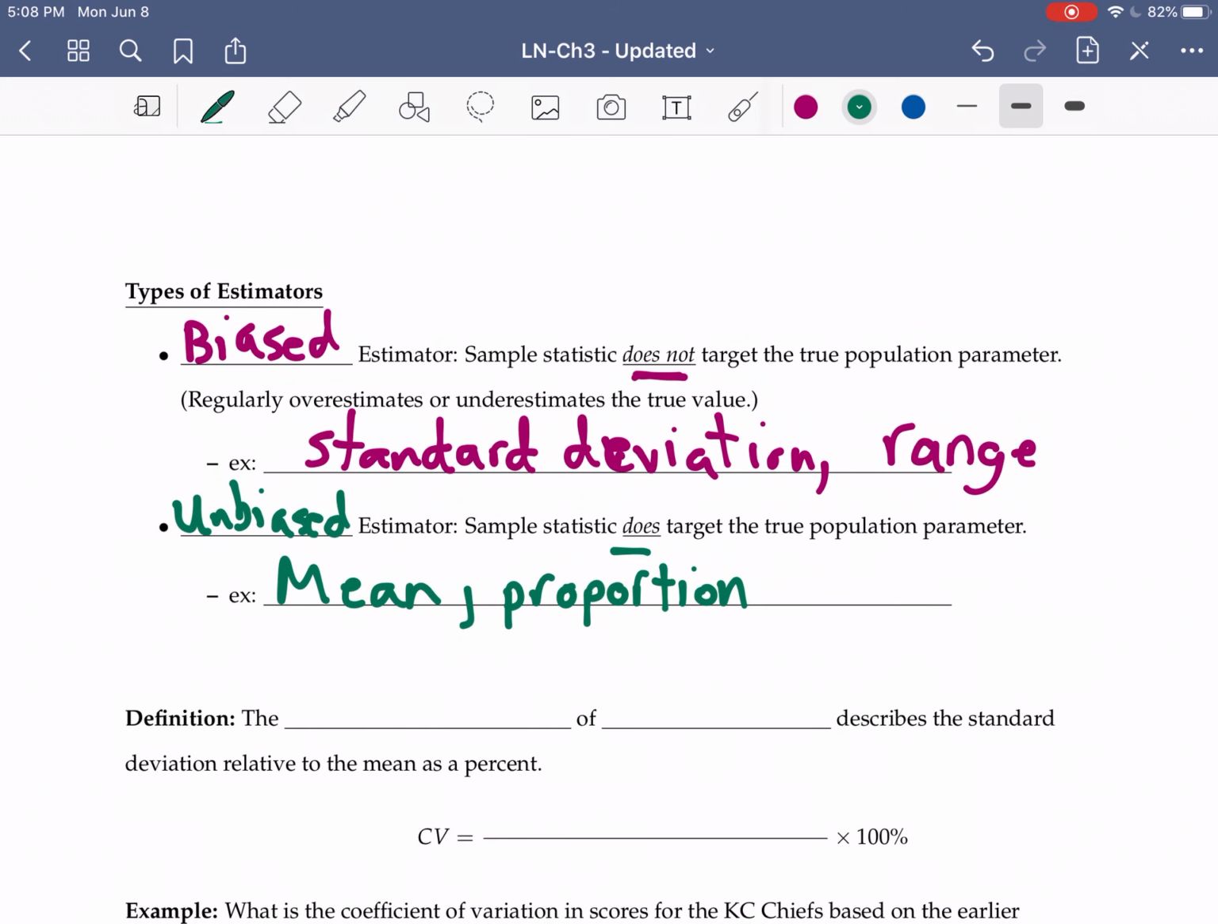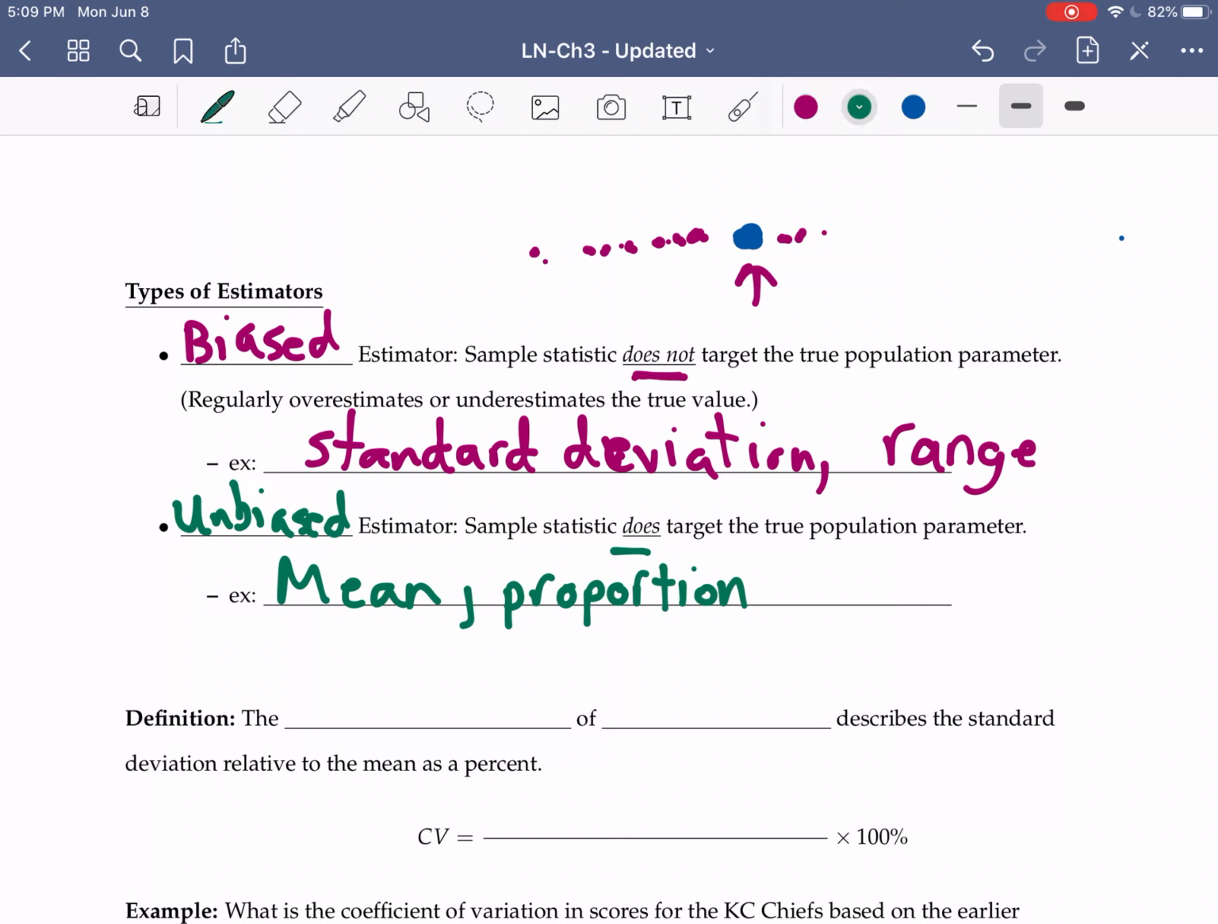When I think about biased estimators and unbiased estimators, I kind of think of it as a target along a line. So if this is the true population parameter, if you have a biased estimator, what will happen is if you took a bunch of different samples, those values for that sample aren't going to look like they were aiming towards that. They are regularly underestimating the true value of that population parameter.